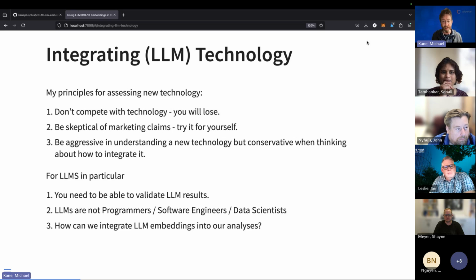I am pretty aggressive about understanding and integrating new technology, just being aware of what's available now, what are people worried about, but then pretty conservative when thinking about how to integrate it. And again, that's partially because that is pretty critical in bioscience.